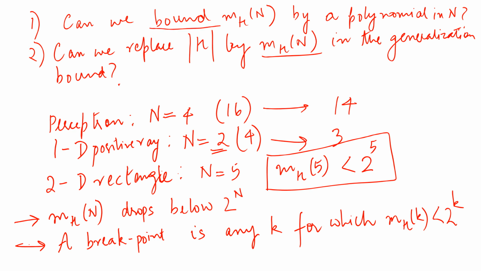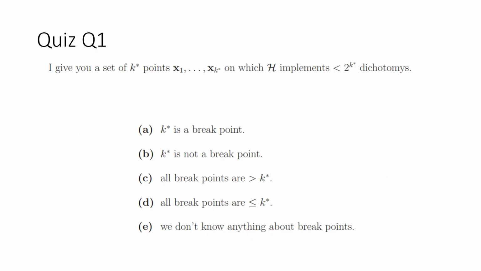Having put these things in perspective, before trying to figure out a bound for my growth function, we are going to look at a closer relationship between my growth function and breakpoint using a few short quizzes, because that will help us understand this relationship better. The first quiz: I give you a set of k star points, x1, x2, and so on up to xk star, on which H, a hypothesis set, implements less than 2 to the k star dichotomies.